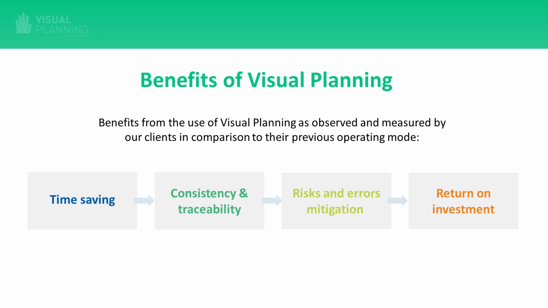They also gain consistency and traceability because everything in the software is stored. So you will know who has done what, at what time, at what moment. They have mitigated their risk and errors because of the rights and permissions of visual planning, meaning that you cannot, for example, create or delete customer information because you will not be allowed to do it. And in the end, we all know that time is money. So when you gain time, you gain a lot of money.